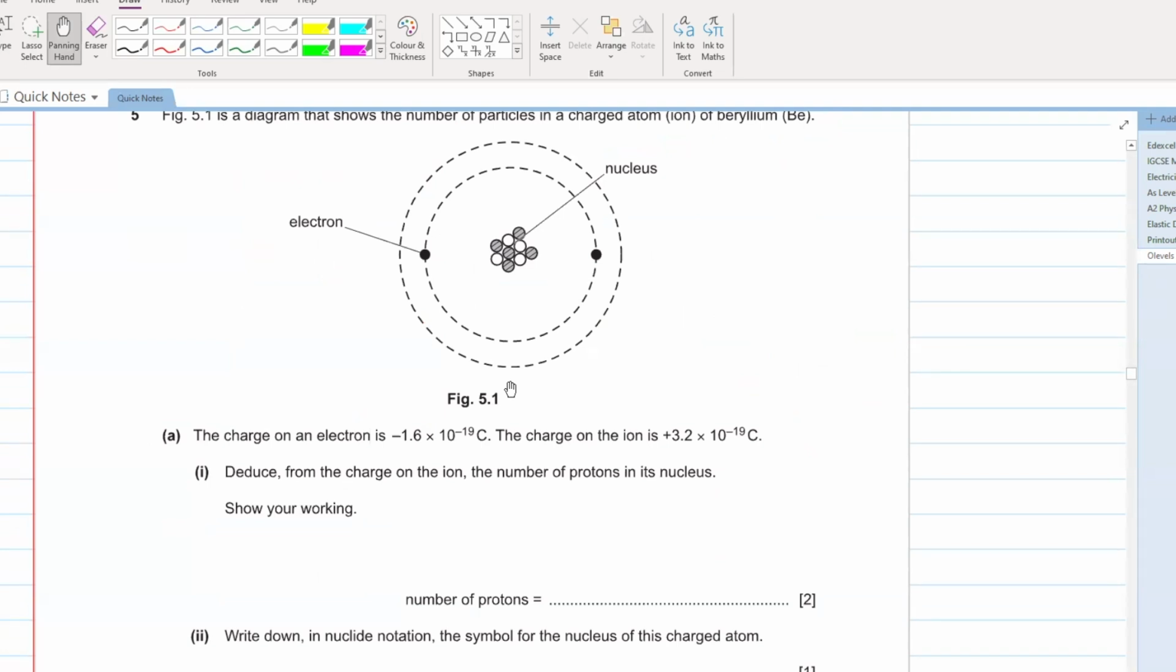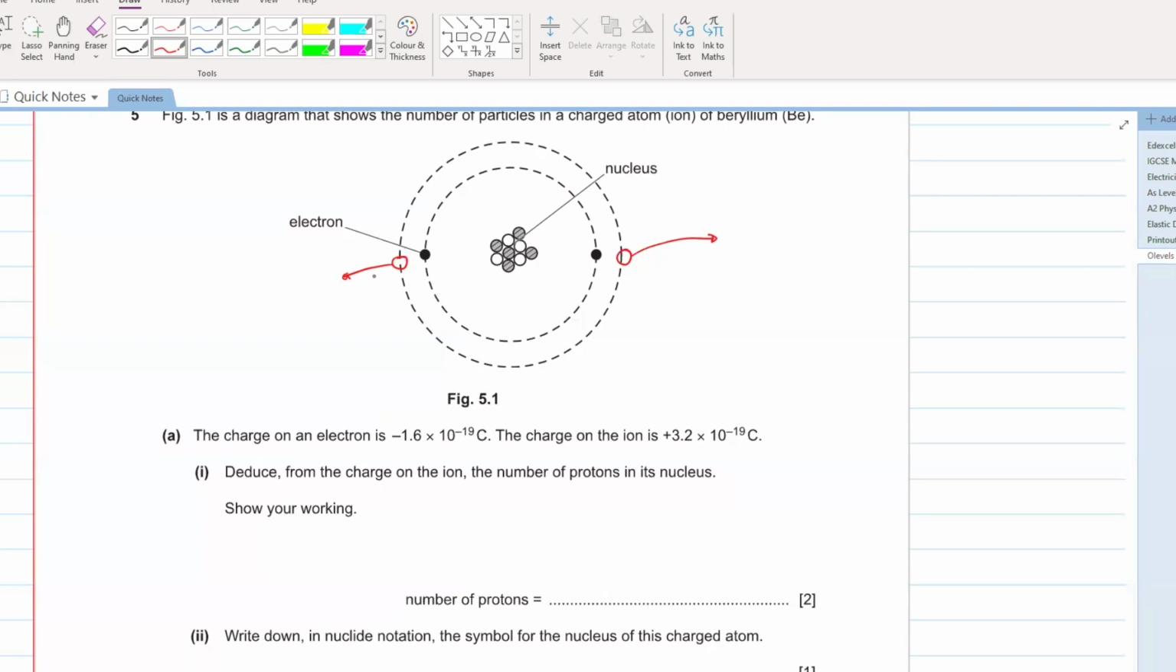Deduce from the charge on the ion the number of protons in the nucleus. बेटा हमने नंबर ऑफ प्रोटॉन्स डिड्यूस करने हैं इन द न्यूक्लियस. Currently, the charge on the ion is this. If the charge on the ion is 3.2 into 10 raised to the power of negative 19, what does this mean? This means बेटा 2 इलेक्ट्रॉन्स इनिशियली यहाँ पे थे जो अब एक्सपेल हो गए. This means 2 electrons have been expelled from the valence shell.